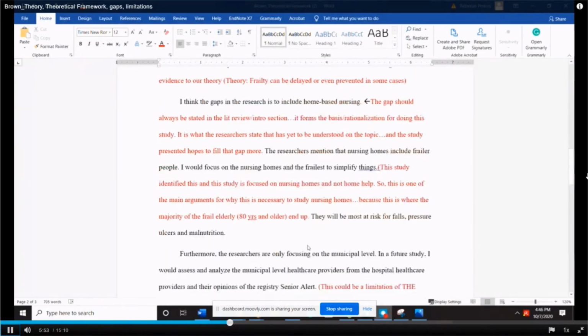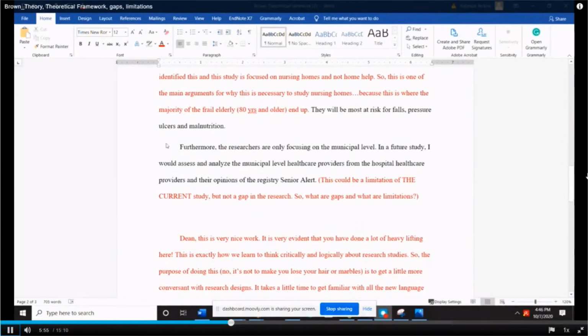Furthermore, the researchers are only focusing on the municipal level. In a future study, I would assess and analyze the municipal level healthcare providers versus the hospital healthcare providers and their opinions of the registry, or the senior alert. And I want to tell you that this is probably more of a limitation of the current study, but not a gap in research. So what are gaps and what are limitations?